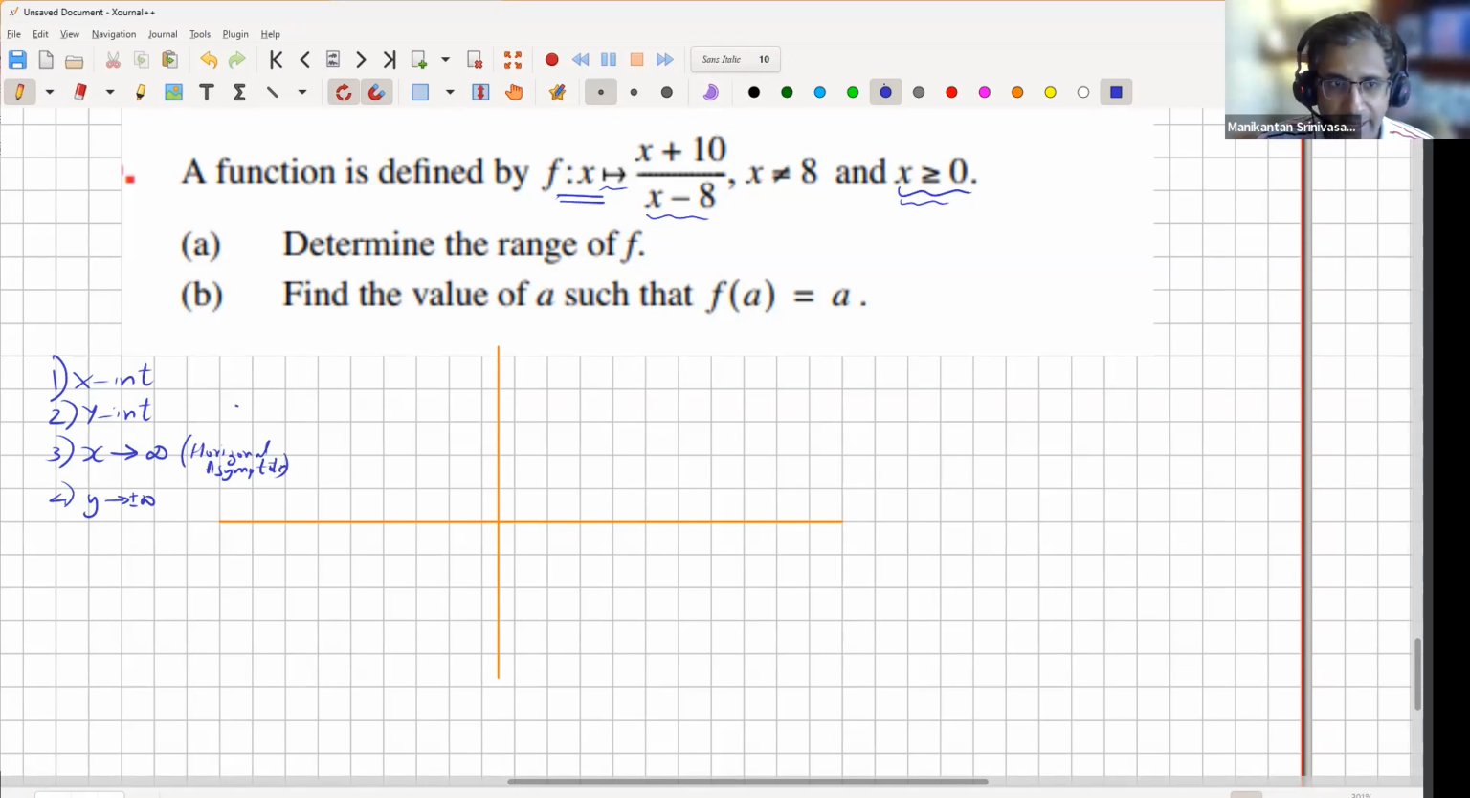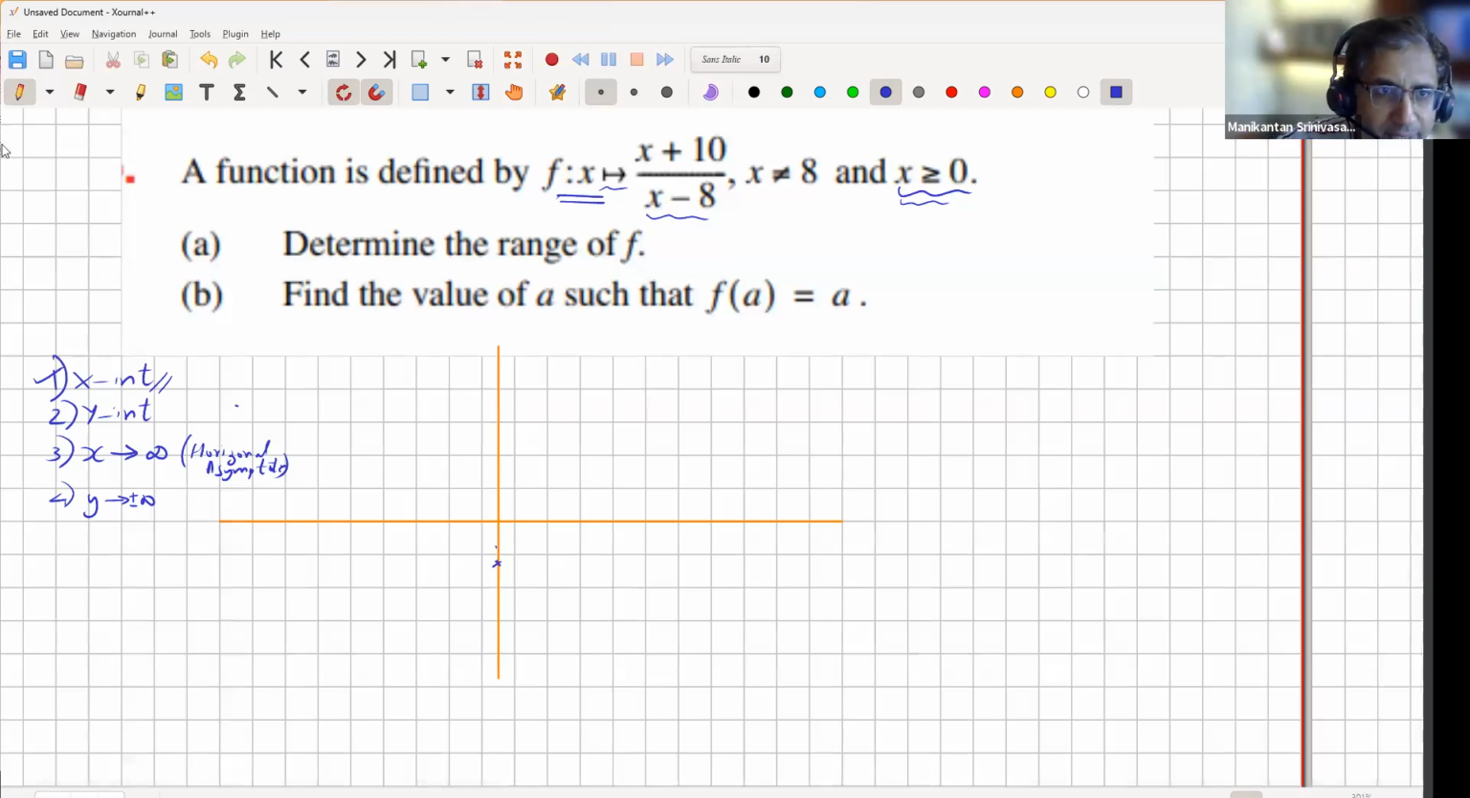So what does x-intercept mean? When x is 0, what is the value for y? So in this case, let's blindly put 0. 0 plus 10 upon 0 minus 8, which is -5/4. Okay, so let's plot -5/4 somewhere here. That's the x-intercept. What is the y-intercept? What value of x will cause the y to be 0? That's what the y-intercept is. Sorry, I mixed up the two.